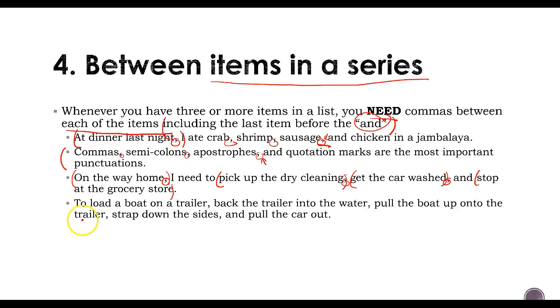Here's the last one. It's a set of directions with longer phrases in a series. To load a boat on the trailer. So again, here we have an introductory phrase.